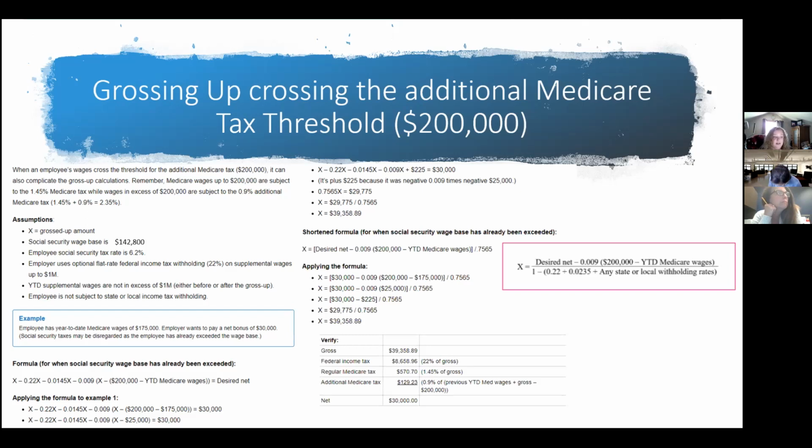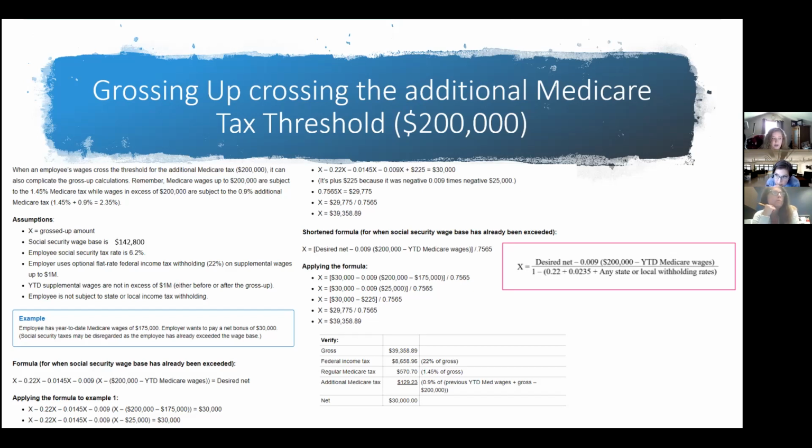So here it is in more of a view of how we did it yesterday. We have X is equal to the desired net minus, and then we have to take into account the amount that goes over that $200,000 Medicare limit, because that's going to change the taxes that we have to account for the bonus. Again, I always recommend that you verify your result on these gross up calculations, because that's the way you can verify and guarantee that your answer is correct.